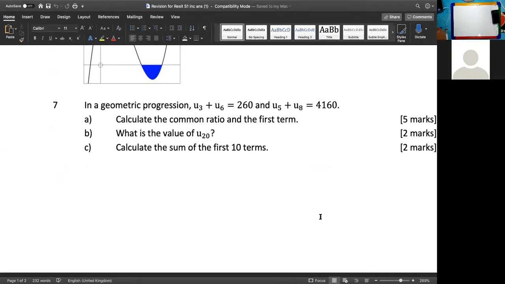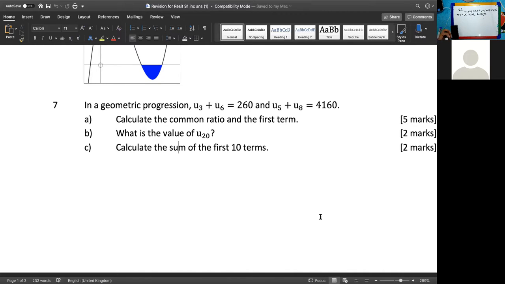Let's see what the geometric sequence is given. Geometric progression. U3 plus U6 equal to 260 and U5 plus U8 equal to 4160. From these two pieces of information, calculate the common ratio and first term. So the A part is you need to find a and r, the B part is what is the value of U20, and the C part is calculate the sum.